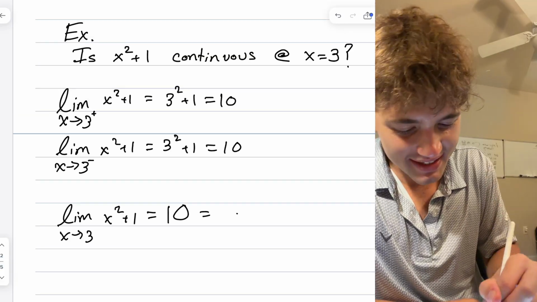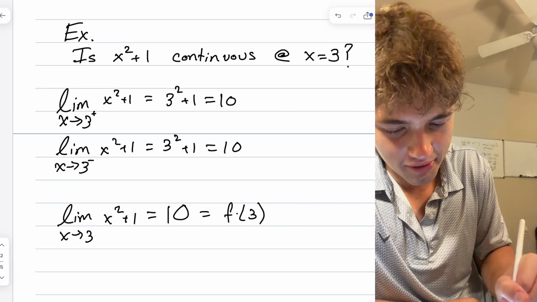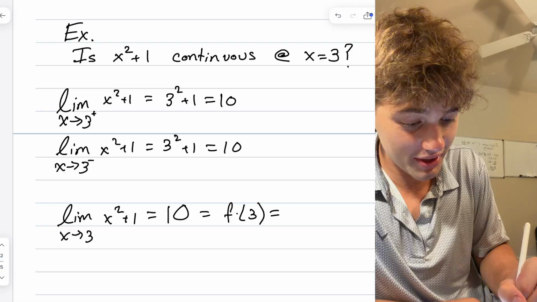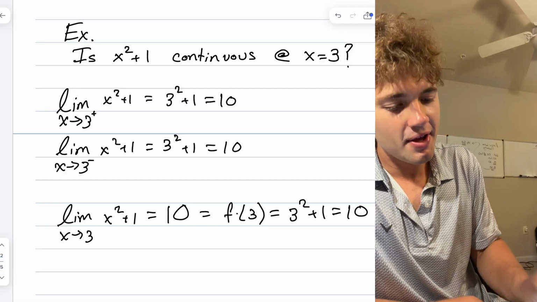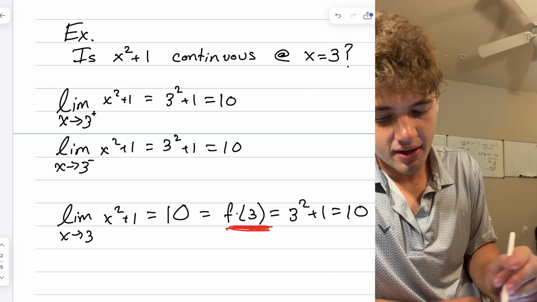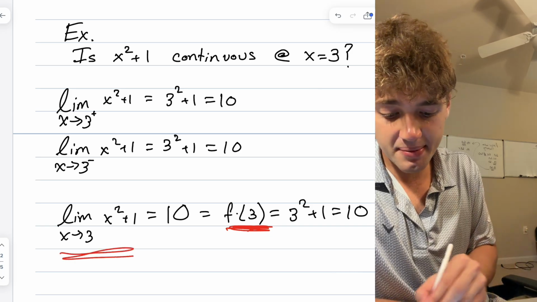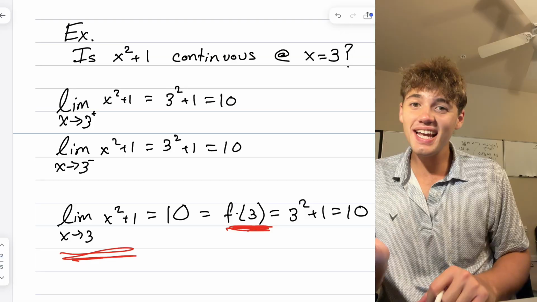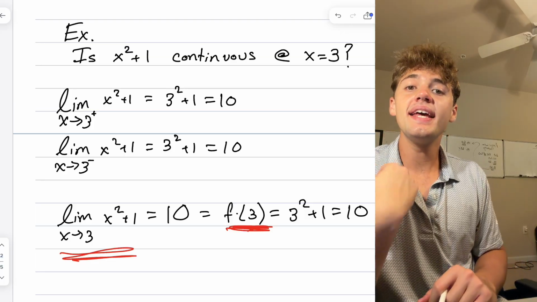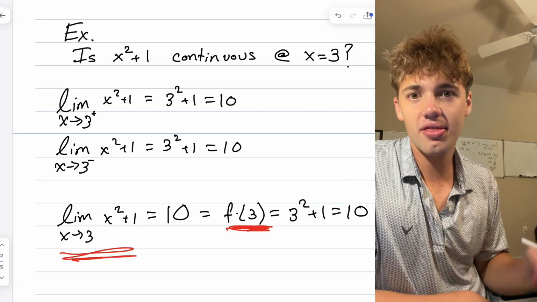All right, and it's very easy to see that we can also plug in 3 into our function, which is also equal to 3 squared plus 1. This is going to give us 10. So our function value at x equals 3 is the same as the limit approaching x equals 3. So what this means is that x squared plus 1 is continuous at 3.